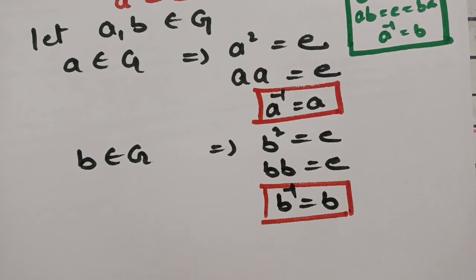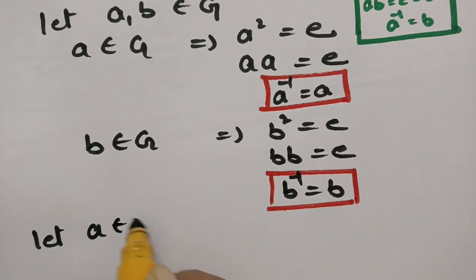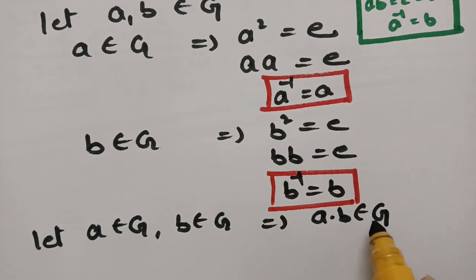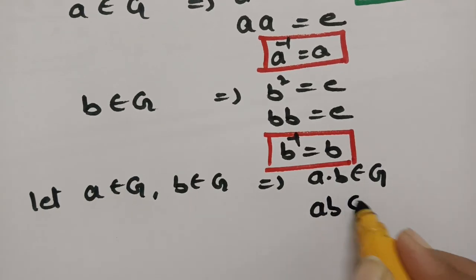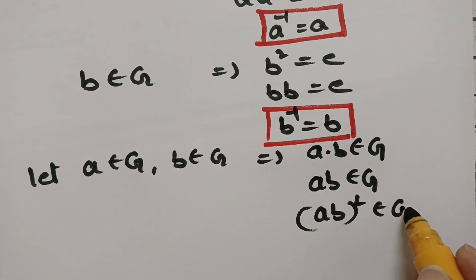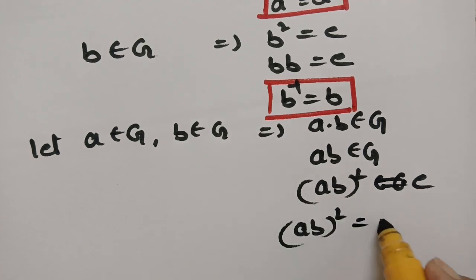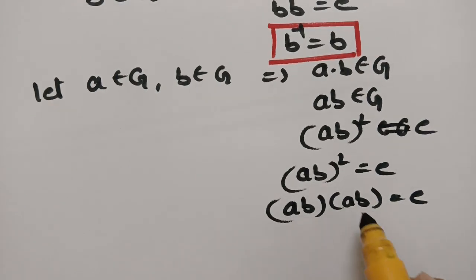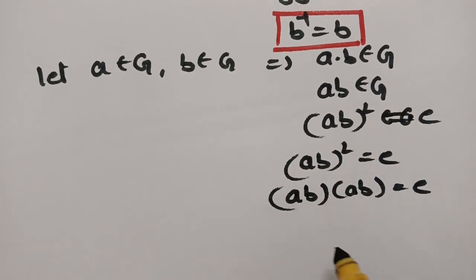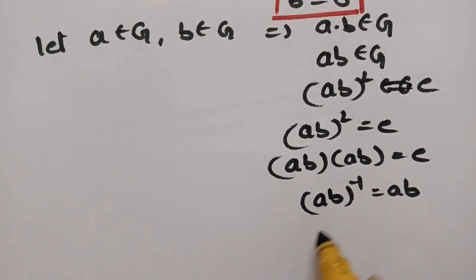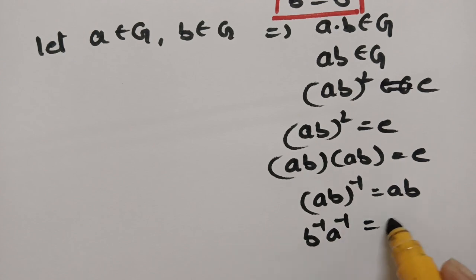And together I'll take let A belongs to G and B belongs to G implies A dot B belongs to G according to the closure property. So if A into B belongs to G, then AB whole square belongs to G, and A square is equal to E here. And therefore, if AB whole square is equal to E, then we can write AB into AB is equal to E. And what we say here, if A into B is equal to E, then A inverse is equal to B. And therefore, AB whole inverse value is equal to AB. And therefore, AB whole inverse value is B inverse into A inverse is equal to AB.